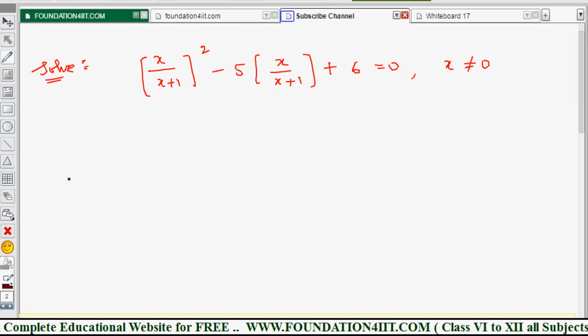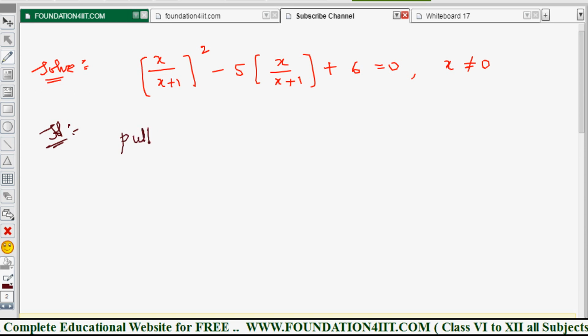Okay. If you observe this problem, if the previous one is clear, you check once. If you see, in the bracket it is the same. So whenever you get questions like this: x by x plus 1 whole square minus 5 into x by x plus 1 plus 6. There is an x square term, x term and constant, but within the bracket it is the same. So whenever you have sums like these, instead of taking a different way, just keep this x by x plus 1 and take some other letter.